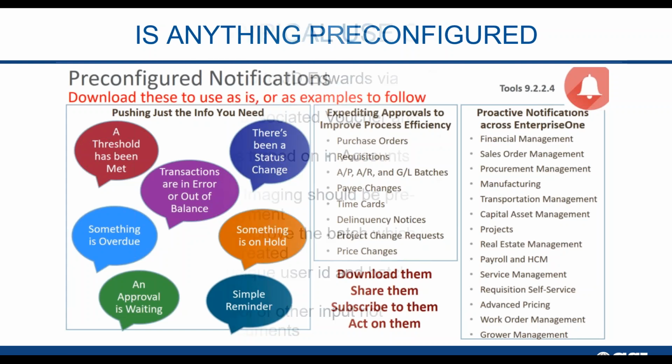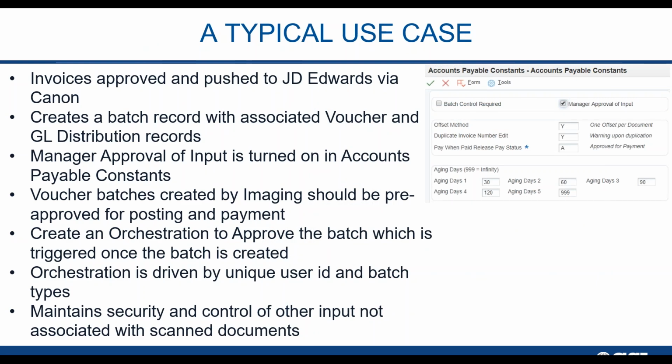So what is the type of thing I can do? Well, let's say that you have your accounts payable constants set up for manager approval. And what that means is that any batch created in AP, somebody has to go in and approve that batch. Well, wait a minute. I'm going to have Canon push in a bunch of invoices that they've scanned and received. And when they create that batch record with all of the vouchers and GL distribution in it, we don't want a manager to have to go ahead and approve it within JDE. Why? Because I'm going to do that approval process in Canon. My management team or people responsible have already approved those invoices to send them on their merry way.